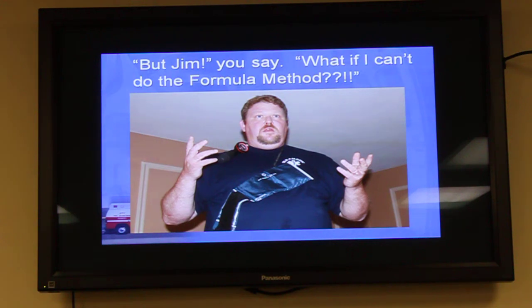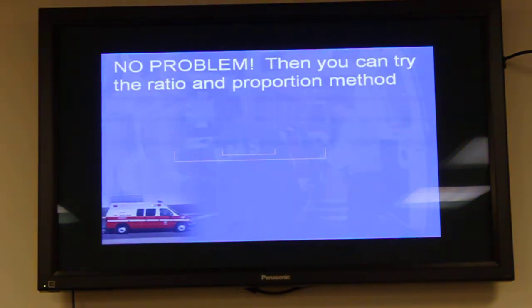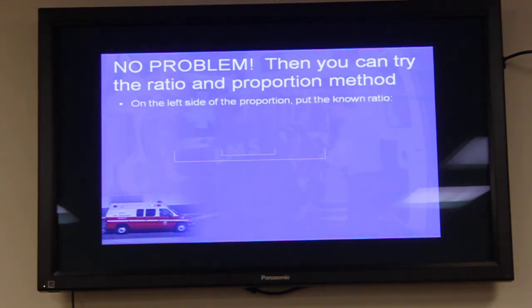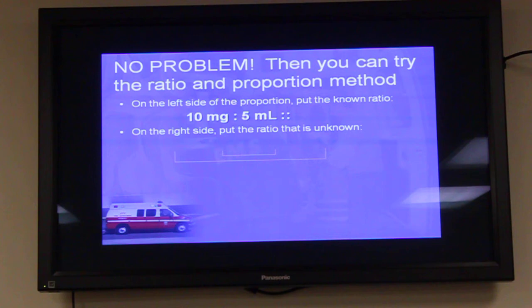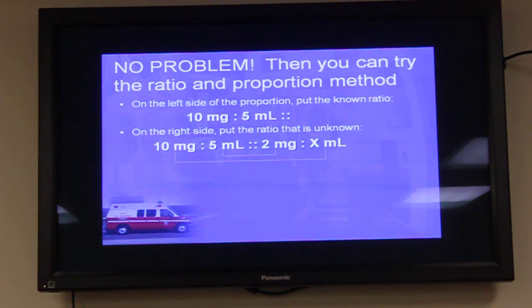But Jim, what if I can't remember the formula method? Well, that's no problem. We can go ahead and do the ratio and proportion method. On the left side of the proportion, put your known ratio: 10 milligrams, 5 milliliters. And then on the right side, put the ratio that is unknown. So now we've got 10 milligrams and 5 milliliters on the left side. 2 milligrams, which is the ordered dose, is going to give us however many milliliters.